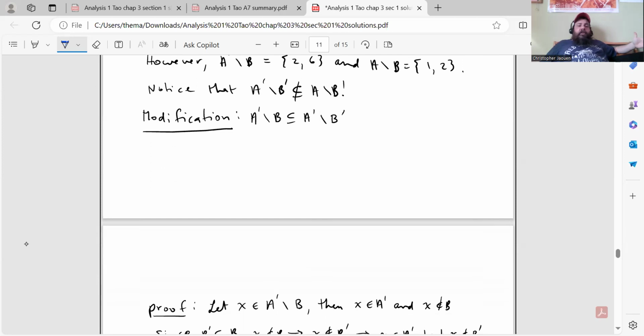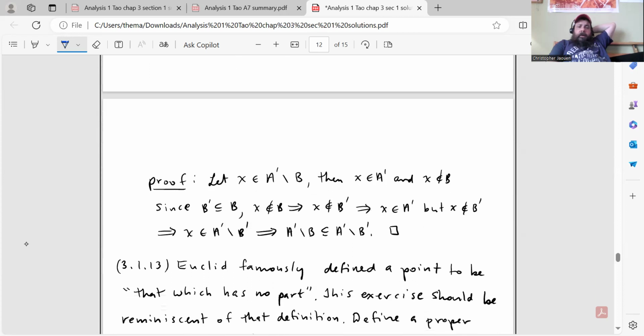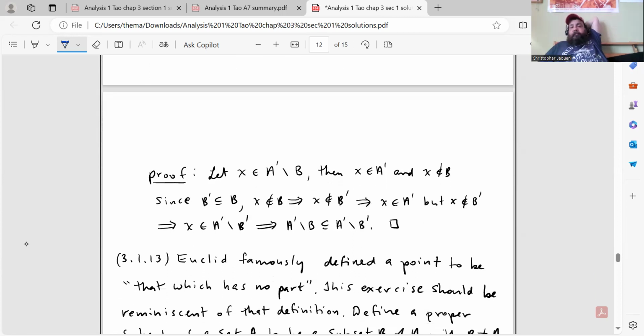I'm not sure if he was looking for one particular thing that worked, or I don't know. This one works though, and it has the same hypotheses as the original. But here's the proof. Let X be an element of A prime minus B, then X is an element of A prime, and X is not an element of B.